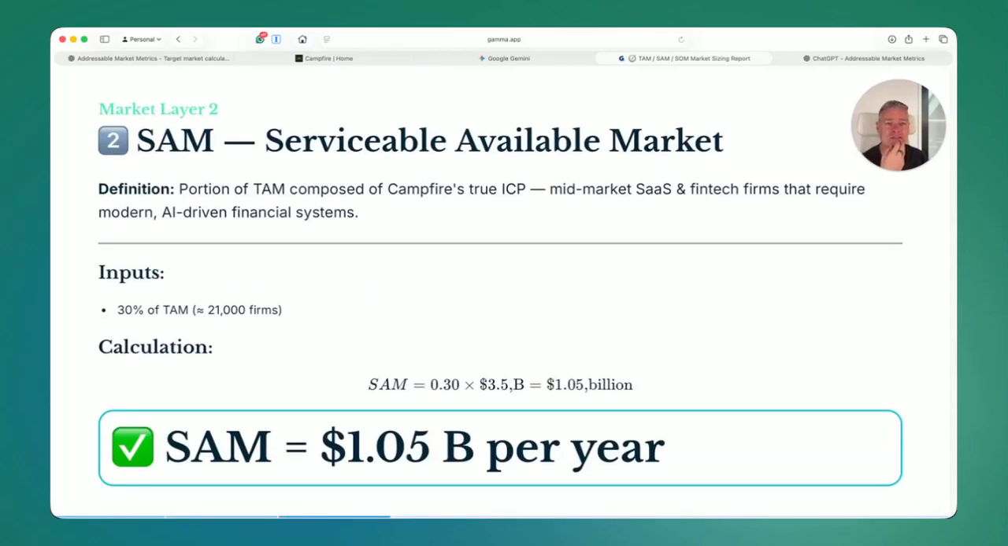Let's get into SAM. So what's available? This tends to be a percentage cut that you take. You'll notice something that I've done here is that I'm not only in the mid-market, it's emphasizing SaaS and fintech that require modern AI-driven financial systems. So remember, we had 70,000 here, but I'm actually only taking 30% of that as being addressable. The remaining 70% are slower on the adoption curve, so this is a fairly conservative slicing funnel. That still leaves us with $1 billion, which remember, is US mid-market only. So I kind of like what we're starting to see here.